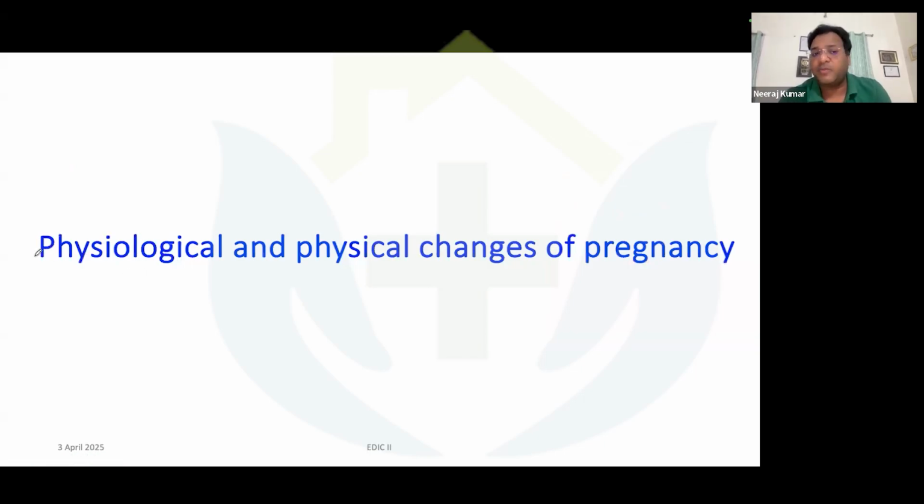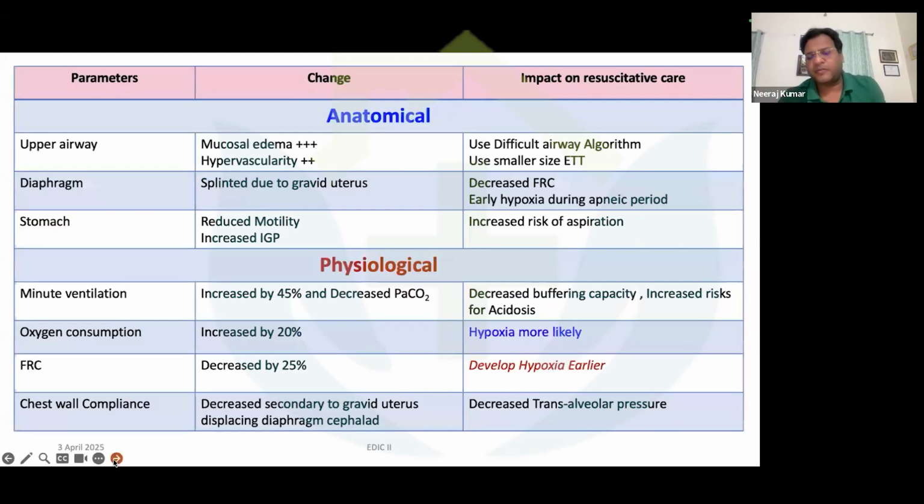Now coming to the next part. This is again a very important part, as one or two questions will be there from the physiological and physical changes of pregnancy. I have added a few important things, but for your understanding, you should definitely go and read. I have divided it into three parts.